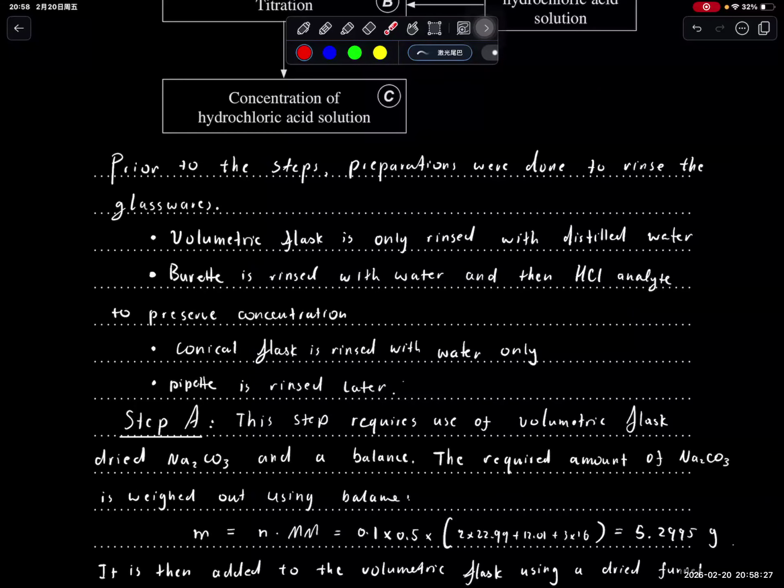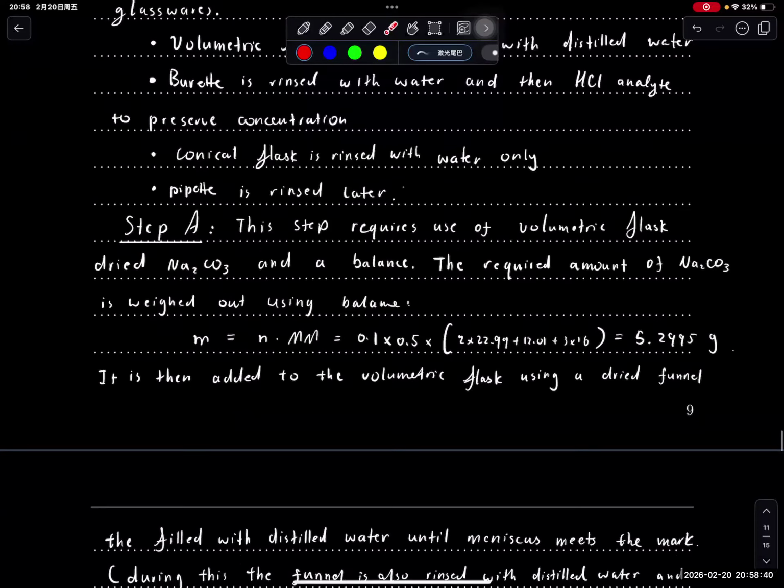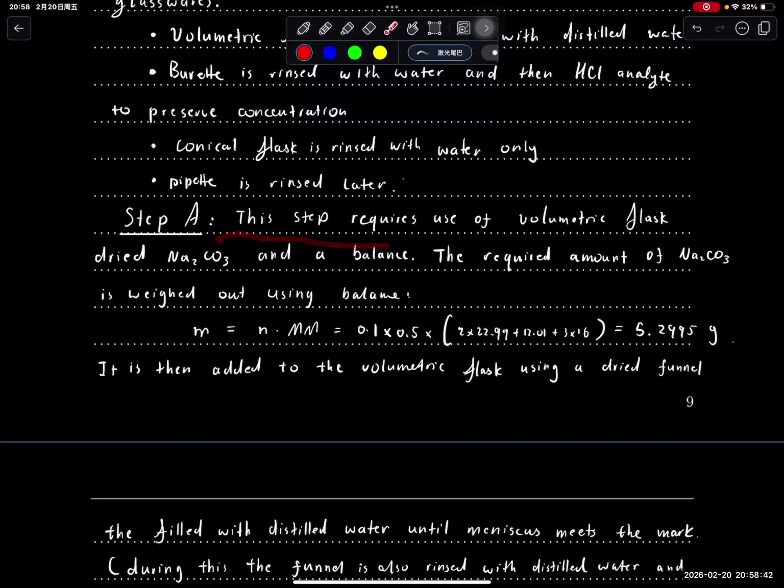It's required. The pipette is rinsed with the standard solution, right? So for this step here, we said it's rinsed later. We didn't say rinsed with what, because we don't have the standard solution yet. We need to finish step A, and then we can say what the pipette is rinsed with. Step A is the step that requires the use of the volumetric flask.